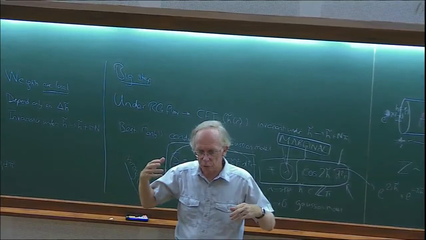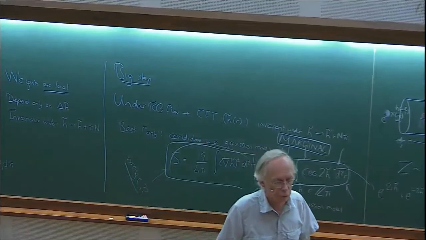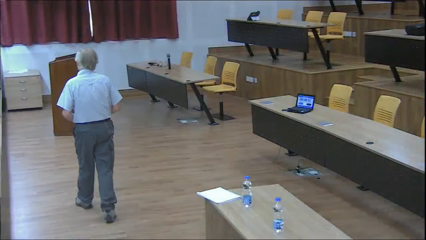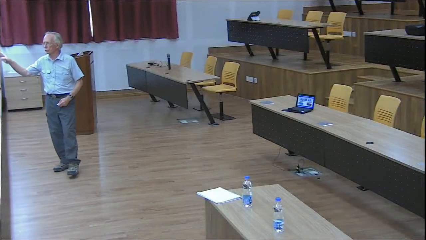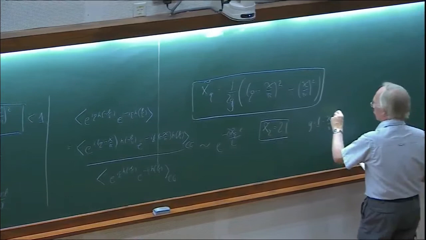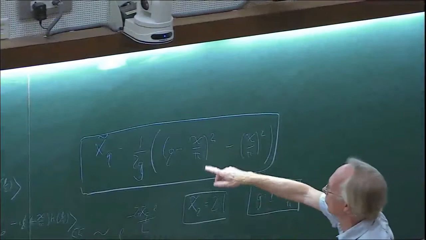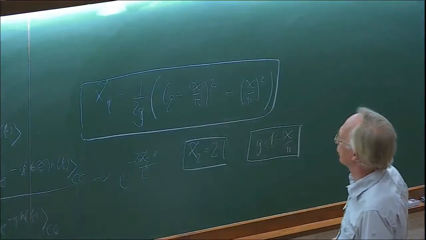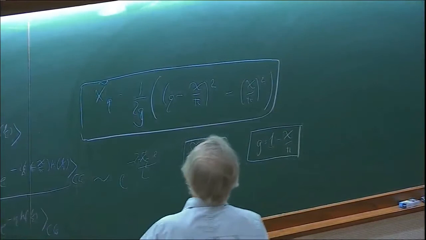They modify the theory in an essential way. And they change the value of C, and they change the value of the scaling dimensions. So if you put x tilde of 2 equals 2, that gives you a relation between G and chi, and what we find is that G is 1 minus chi over pi. So you can eliminate chi for 1 minus G in this formula, and if you do that, you will get something which essentially gives you the Katz formula.